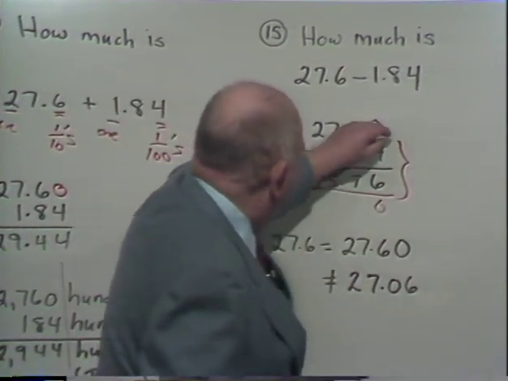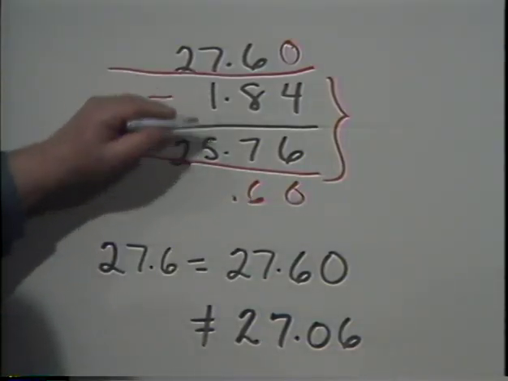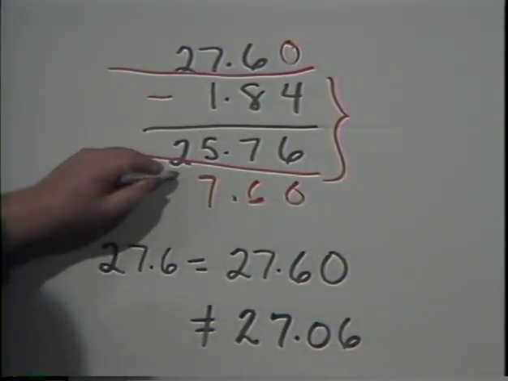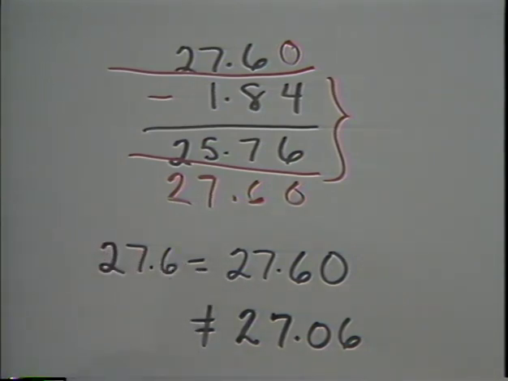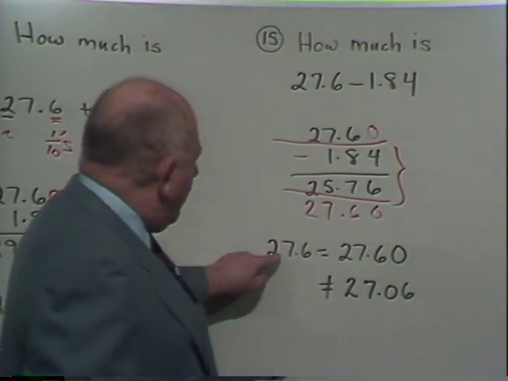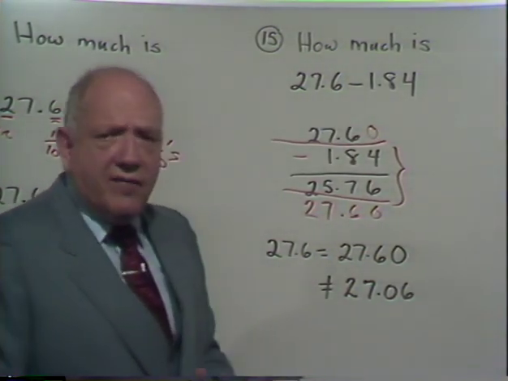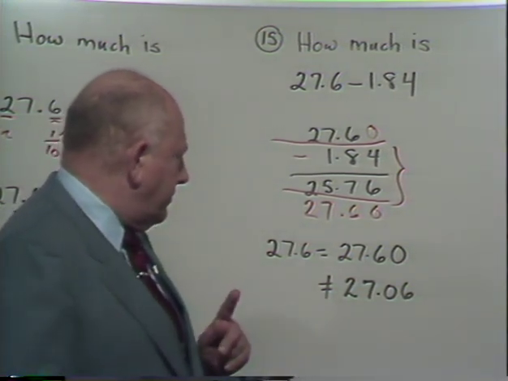See, 0, carry the 1. See what I'm doing here? 7, 8 of 15, carry the 1. 5 and 1 is 6 and 1 is 7. 27.60, which is the same as 27.6. See, be careful. By putting the 0 here, the 2, the 7, and the 6 as adjectives never change position. They're still in the same place.